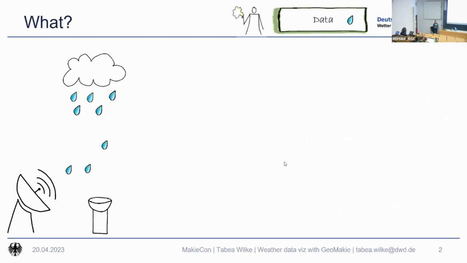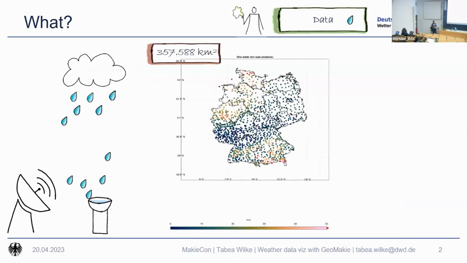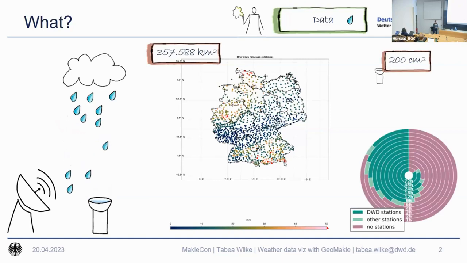When it rains, we normally collect rain with small sensors like station data, so-called gauges. Here you can see how they are distributed in Germany, for example with a one week sum of rain on those stations. Germany has an area of roughly 350,000 square kilometers. One of those gauges has a small opening to collect rain data, and it's only 200 square centimeters.